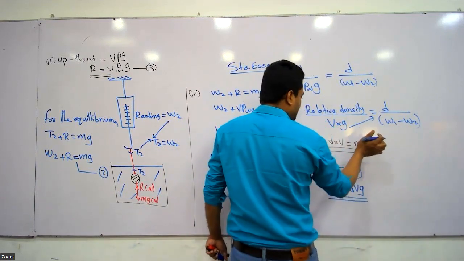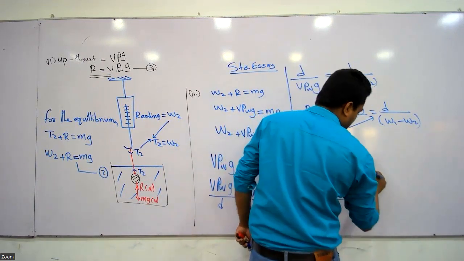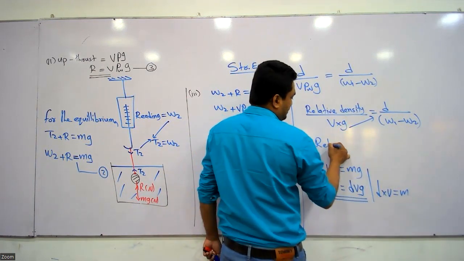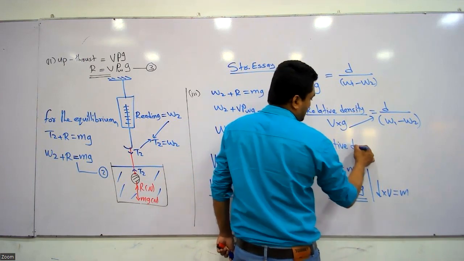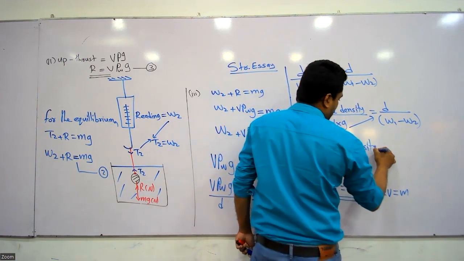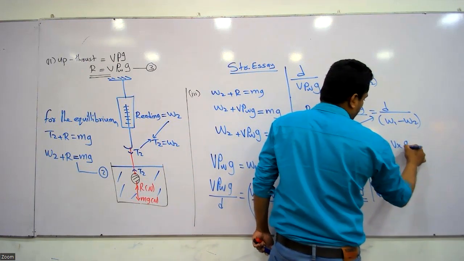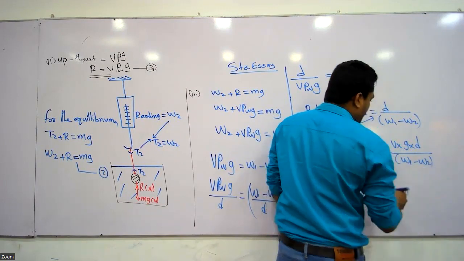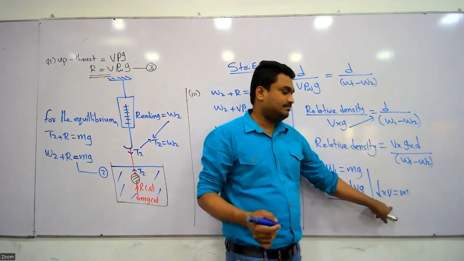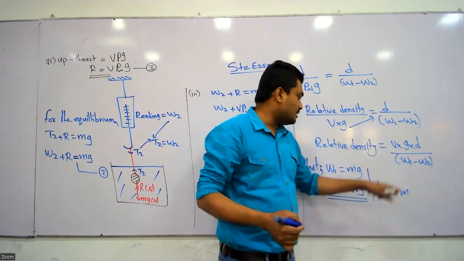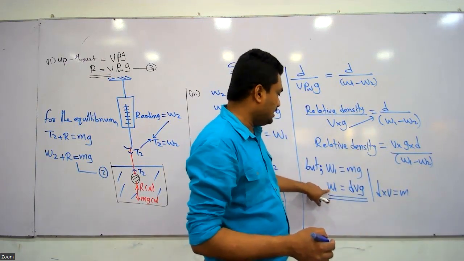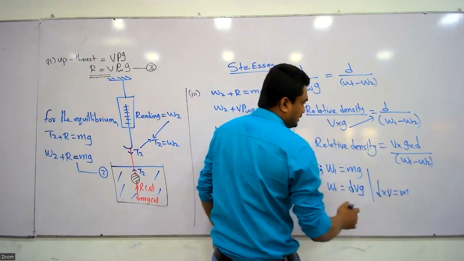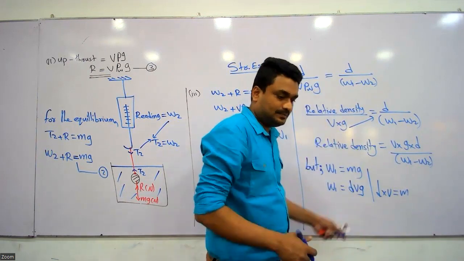Take it to the other side and you get relative density equals V G D divided by W1 minus W2. For the V, substitute from this. D times V equals M. From this you can subject. Or from this, W1 equals dVg. So therefore, what should be VD? Please write it.